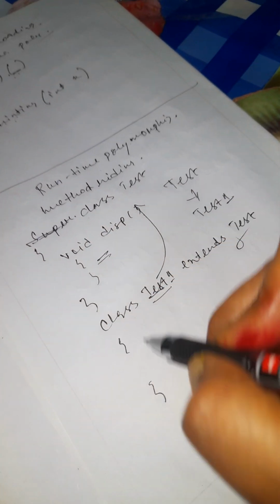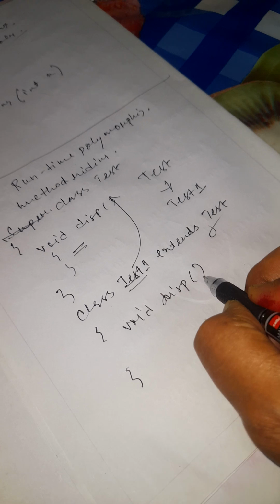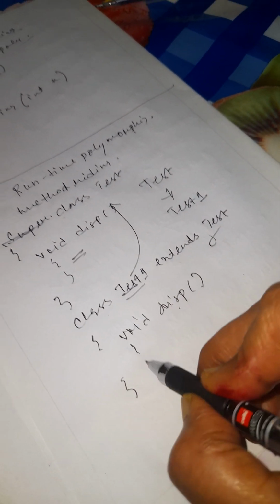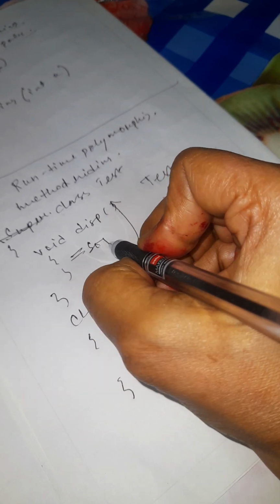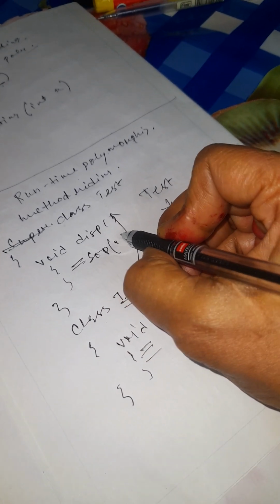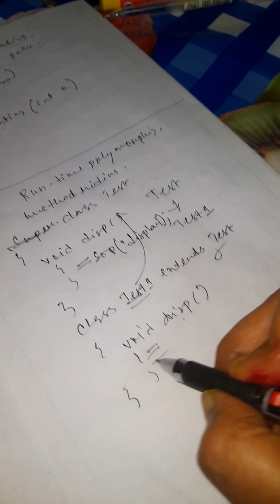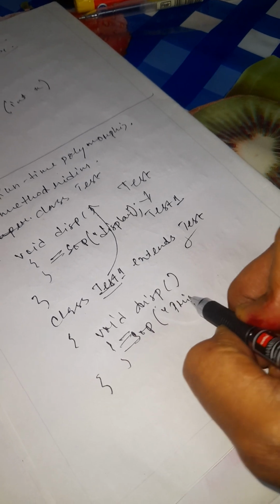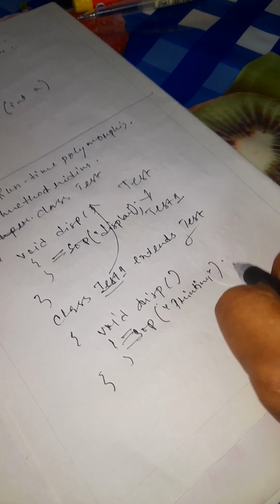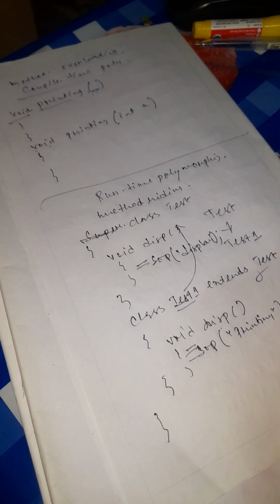If you declare this void display, with the same name of the function and the same signature, the body will be different. Here you write maybe SOP display, it will print display, and here maybe you print SOP printing. The body will be different. So this one is known as method overriding. Clear?